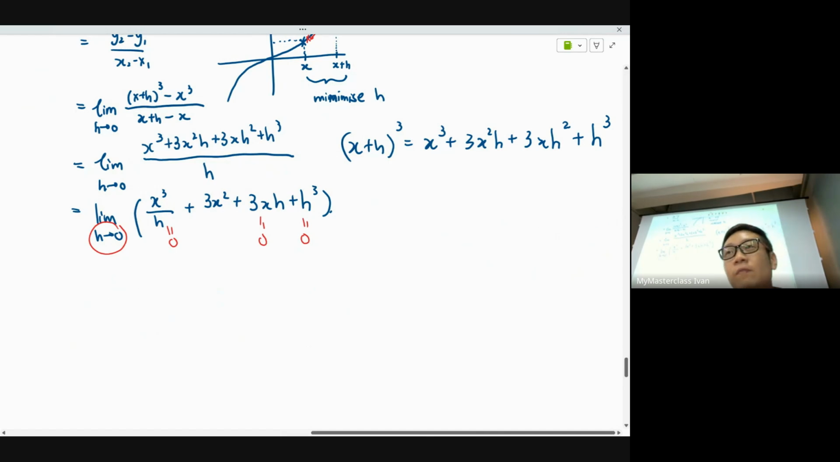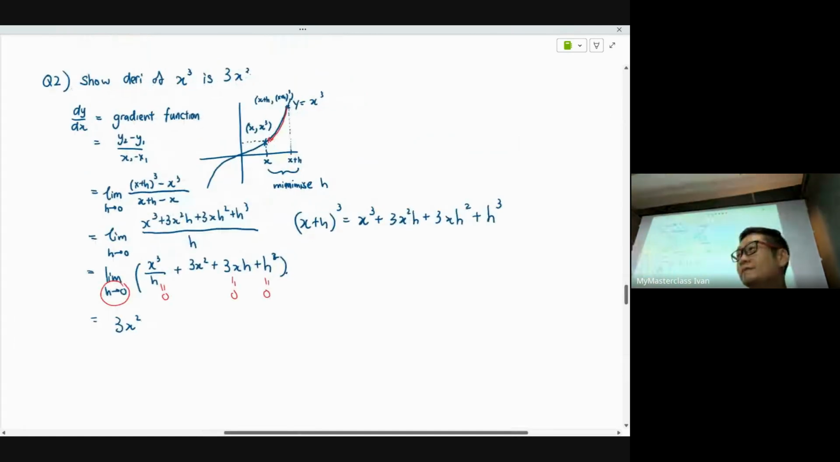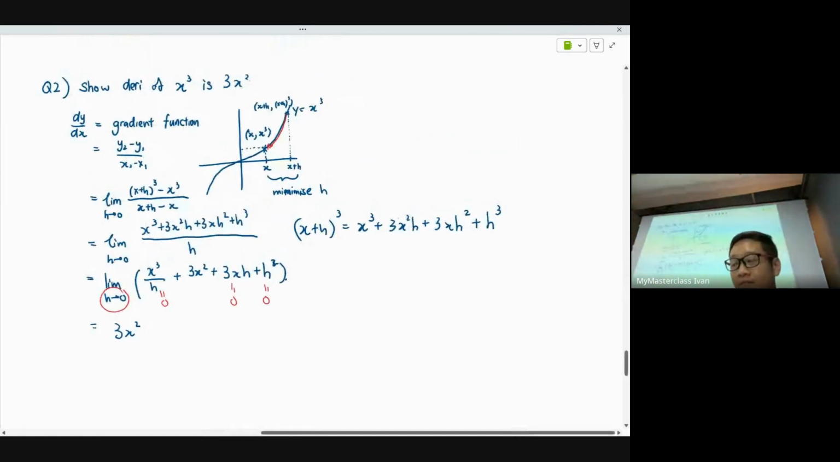What is the final answer? Wait, where? The last one is h cubed. Yeah, h squared. But anyway, it doesn't matter. What is left? 3x squared, which is the derivative, which is dy dx.